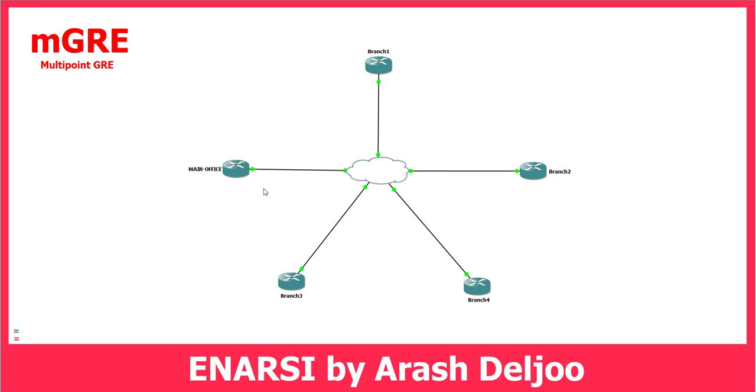Look at here. As you can see, we have 5 routers. This is only one example. Here we have this router. This is the main office router. And after that, we have branch 1 router, branch 2 router, branch 3 router, and branch 4 router. And here we have a transport network. This is like, for example, the internet. Maybe it is internet or intranet.